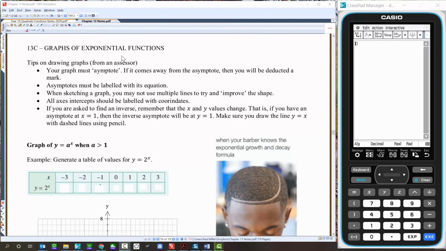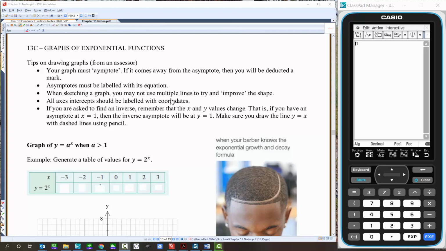Okay, today we're going to go through some of the graphs to do with exponential and logarithmic functions. So tips on drawing graphs from one of the 3-4 methods assessors. Your graph must asymptote, and if it comes away from the asymptote, then you'll be deducted a mark. I'll show you an example of that because I'm terrible at drawing the graphs with this stylus pen that I've got here. Asymptotes must be labelled with their equation.